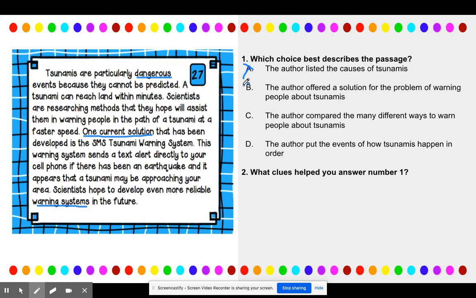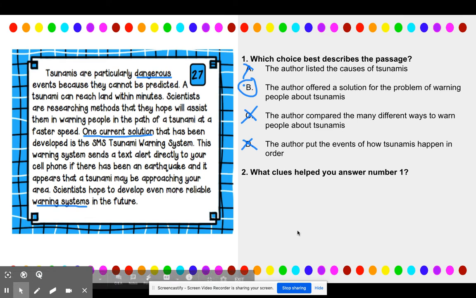Ooh, I really like that one. We're going to dot it. The author compared the many different ways to warn people. Nope, the author only gave me one way to warn people. The author put the event of how tsunamis happen in order. Nope. So automatically, my best one here is going to be B.